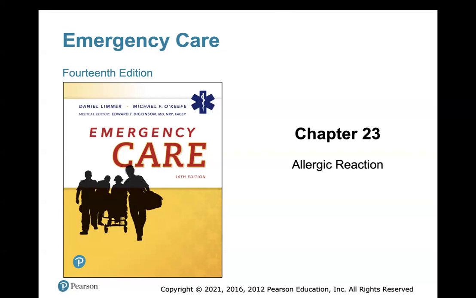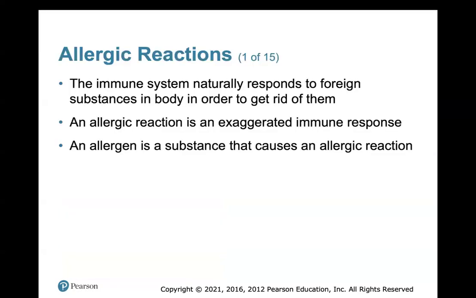Next chapter is going to be about allergic reactions. Allergic reactions occur when the body's immune system responds to some sort of foreign substance in the body, and it's basically the body's way of trying to get rid of them. It's an exaggerated immune response. An allergen is what we call a substance that causes an allergic reaction. So it's the substance the body's trying to get rid of.